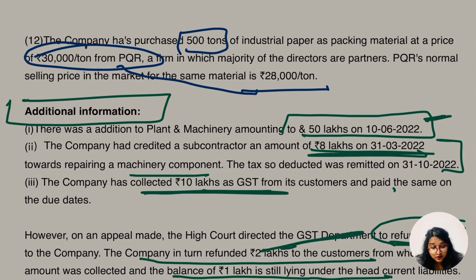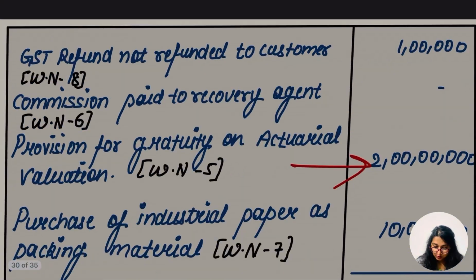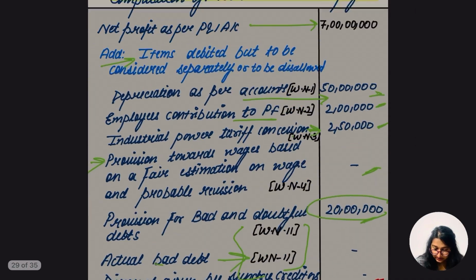The company has purchased 500 ton of industrial paper as packing material at the price of 30,000 per ton from PQR, a firm in which majority of the directors are partners. PQR's normal selling price in the market for the same material is 28,000. So definitely we are going to take the difference of 30,000 and 28,000, okay, and that is to be multiplied by the 500 ton. So that is going to be 10 lakh.